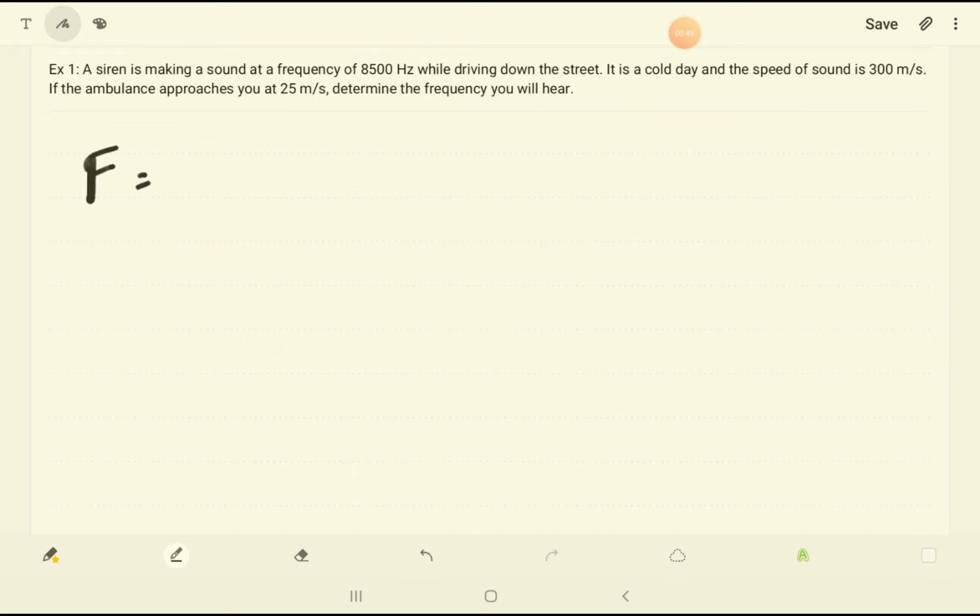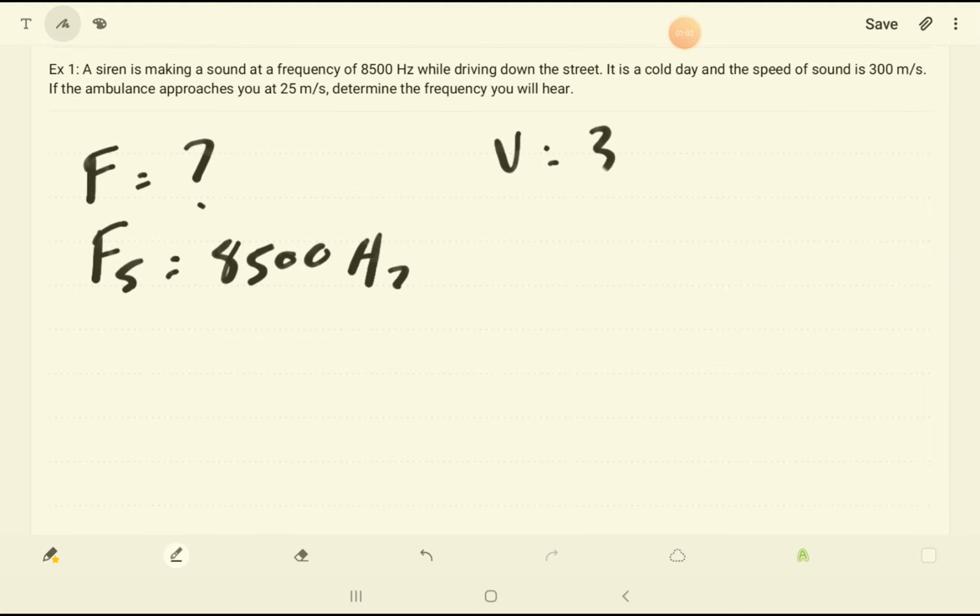So that's what we're trying to find here. The frequency that it makes, whether you hear it or not, that's the true frequency. So our frequency here, Fs, is 8,500 hertz. And the V of the sound is 300 meters per second. And your source speed is 25 meters per second.